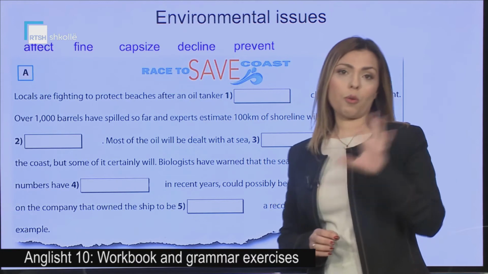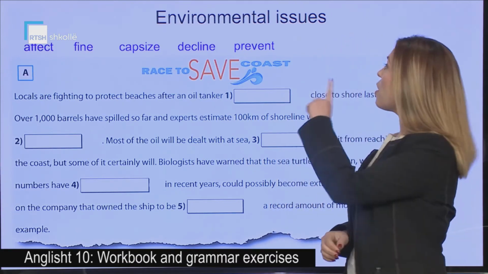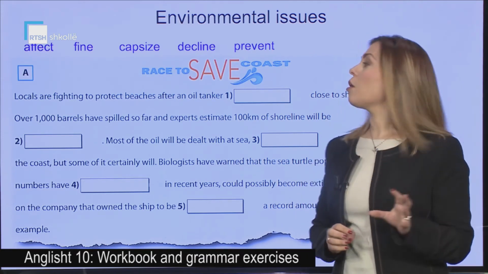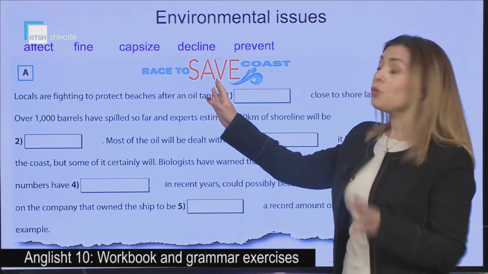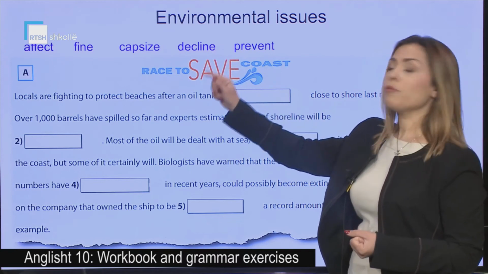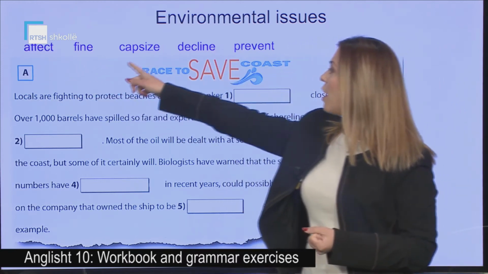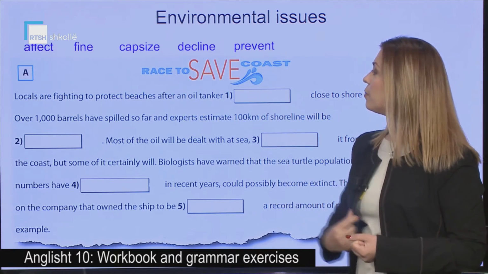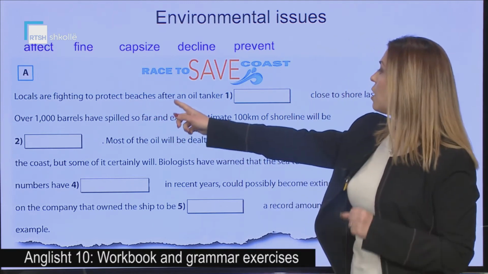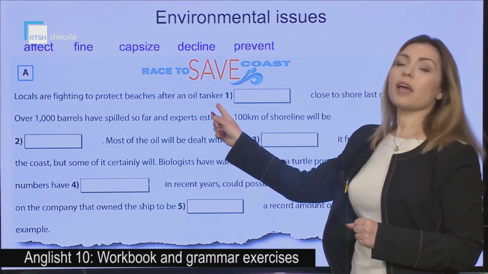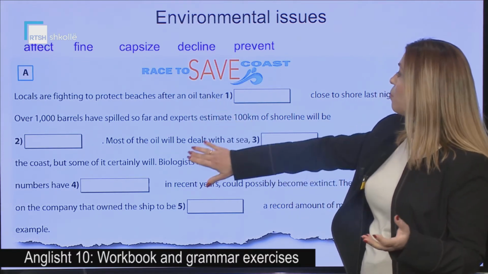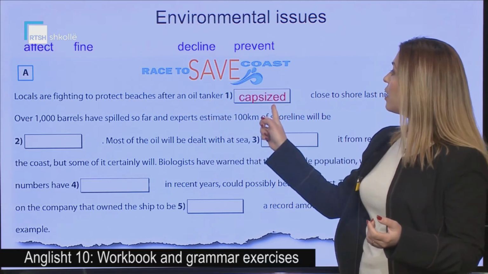We're going to leave now crimes, and we're going to focus on environmental issues. More specific, we're going to see one phenomenon. So, move to the coast, and the title is Race to Save Coast. The words that you have to put are affect, find, capsize, decline, and prevent. So let's go and read together. Locals are fighting to protect beaches after an oil tanker, we're talking about a huge ship, that what has happened to that? It capsized.